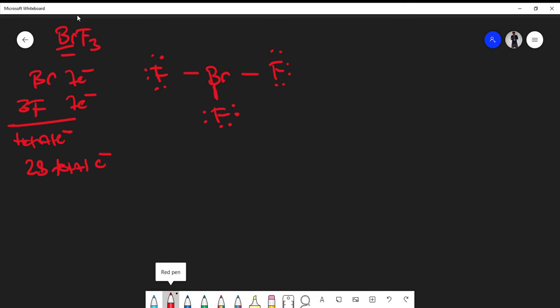So let's count how many total electrons we've used thus far out of the total, and let's see if they match. So this becomes 2, 4, 6, 8, 10, 12, 14, 16, 18, 20, 22, 24. So that means we're deficient in 4 electrons. Now, because the fluorine octets are full, the only other place that we could put the additional electrons would be on the bromine atom.